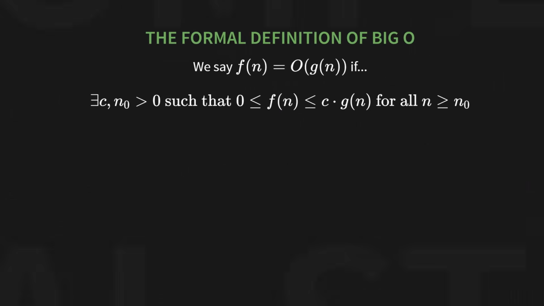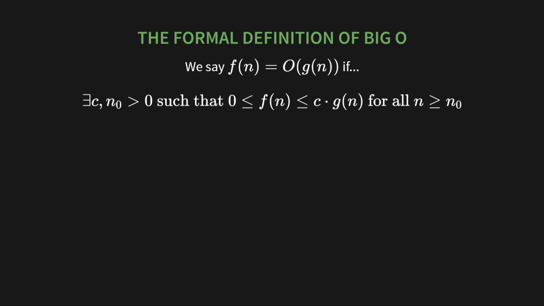Okay, deep breath. Here comes the formal definition of big O. We say f of n equals O of g of n if there exist positive constants c and n0 such that 0 is less than or equal to f of n, which is less than or equal to c times g of n, for all n greater than or equal to n0. Okay, I know that looks terrifying.